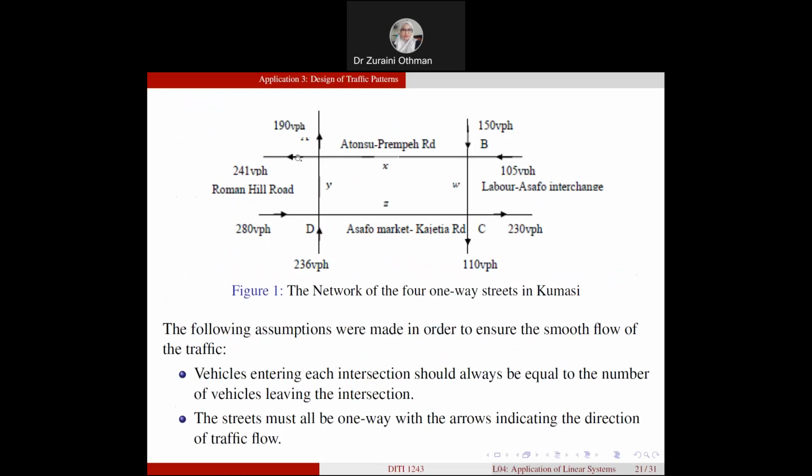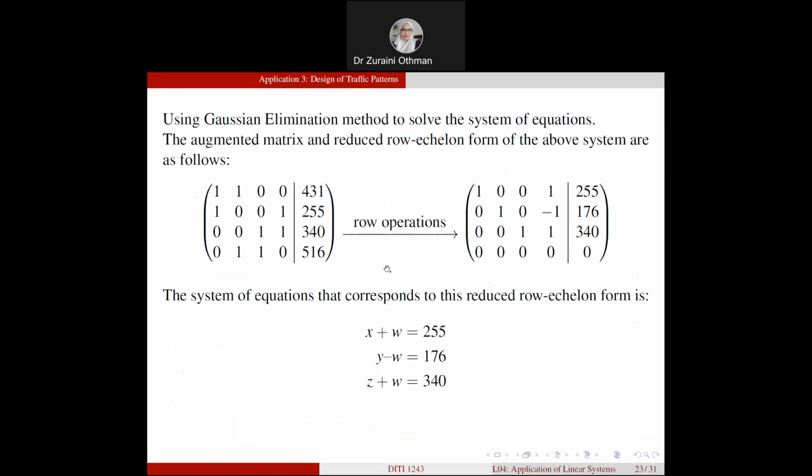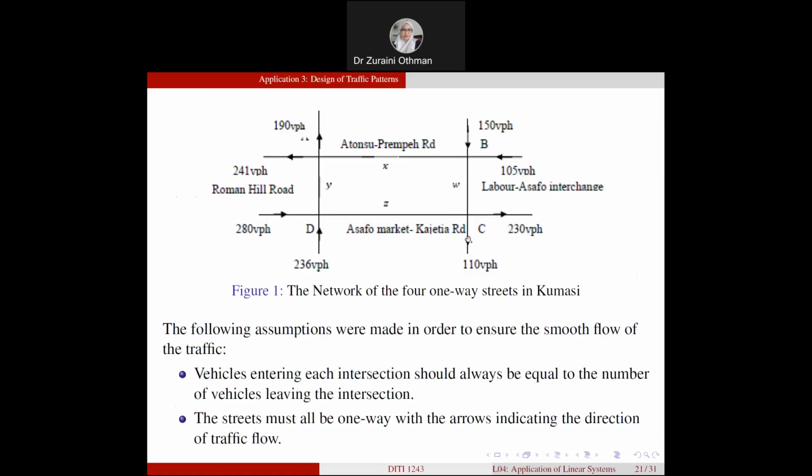X campur dekat X yang pergi dekat Y, dekat junction ni kita boleh tambah dua value. Dan dekat sini ialah X campur W ialah 150 campur 105. Okay, X campur W ni. Okay, then intersection C we know already. This is C, intersection between jalan Z dengan W. Okay, it is 230 campur 110.